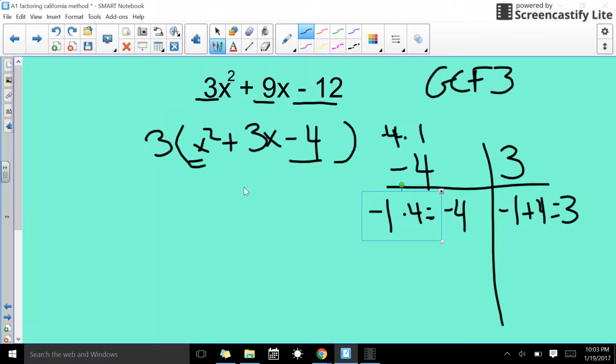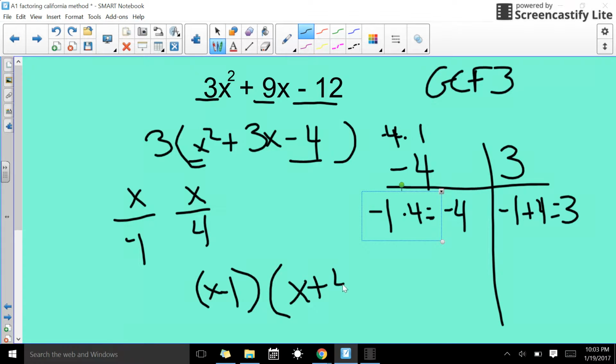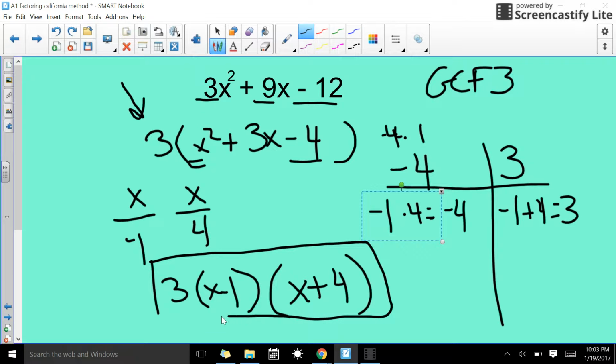Okay, so now we come back, and we're going to look at this problem right here. I go back to this x, I'm sorry. All right, so that is x over negative 1 and x over 4, okay? So what we're going to have is x minus 1 and x plus 4. And we can't forget our GCF right here. We got to put our 3 right here on the outside. So this is going to be our final answer.